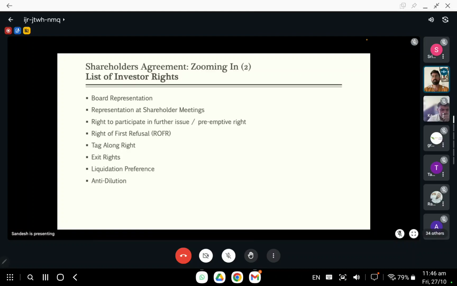So what happens is if your company is performing really well, and if there is a very large company or a very large investor who wants to acquire a controlling stake in the company, and the founders sell their shares, investors will say that, look, if you are selling your shares, then I also am going to tag along.